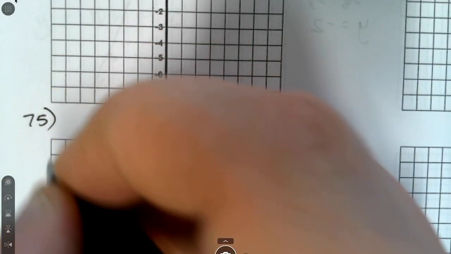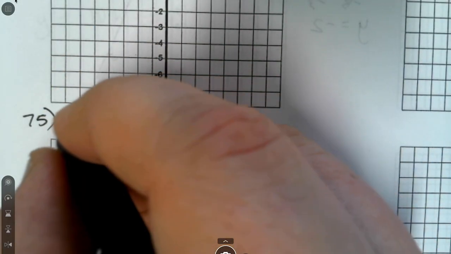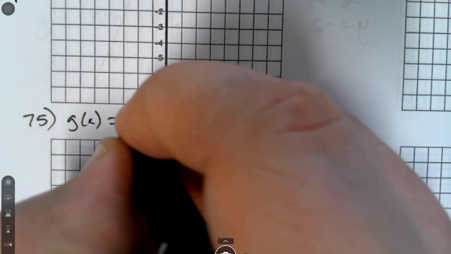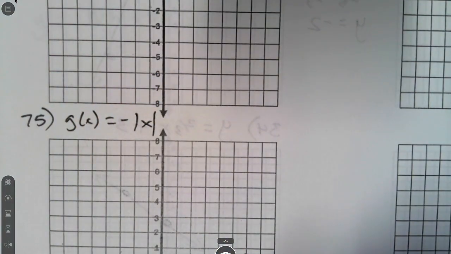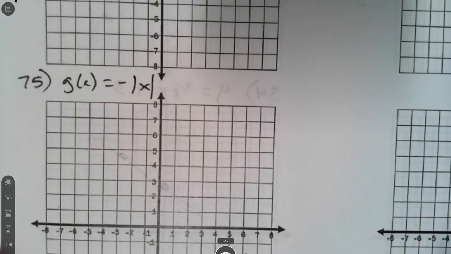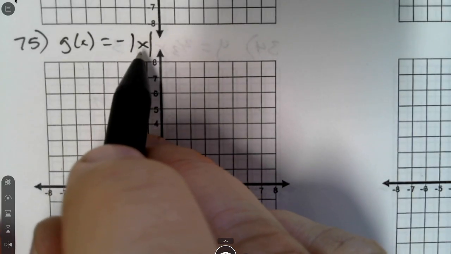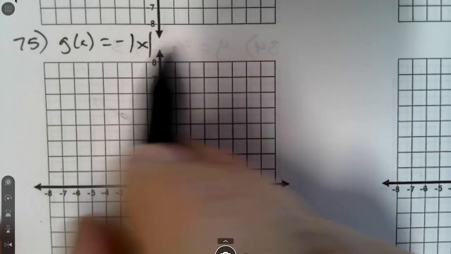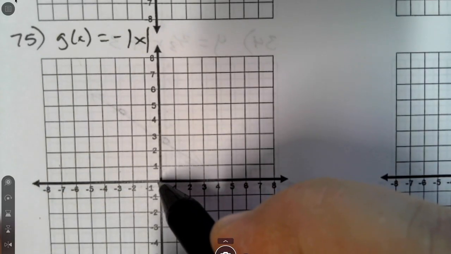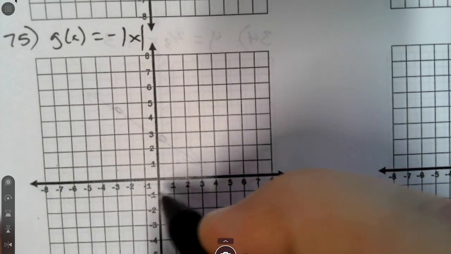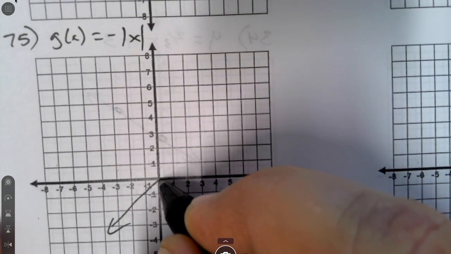Next, jump to number 75. That's g of x equals the negative absolute value of x. When there's a negative in front of the absolute value, that means it flips it upside down. So there did nothing to shift it or move where the vertex is. There's nothing added or subtracted. But instead of it going this direction as an upward v, it's going to be a downward v and go upside down.